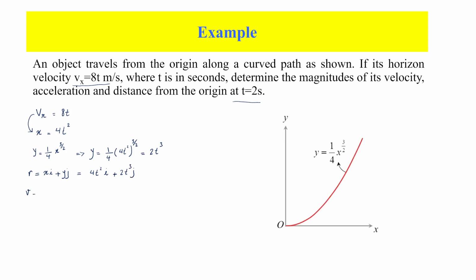How about the velocity? The velocity is the derivative of the position with respect to time. So when we solve this, we get 8 times t i plus 6t² j. How about the acceleration? It is the derivative of the velocity with respect to time. When I take the derivative, we have a constant acceleration of 8 for the x-axis plus 12 times t for the j component. Now we have to find the position, velocity, and acceleration of this object at time 2 seconds.